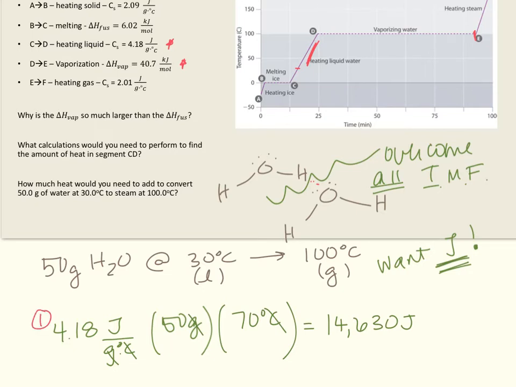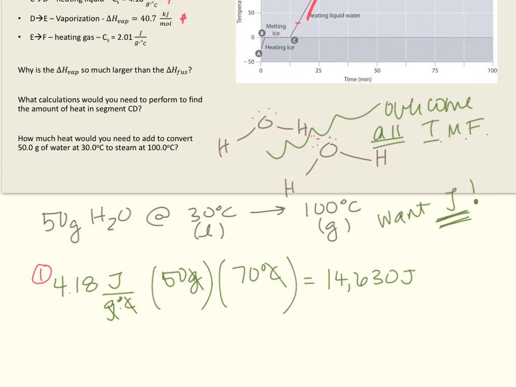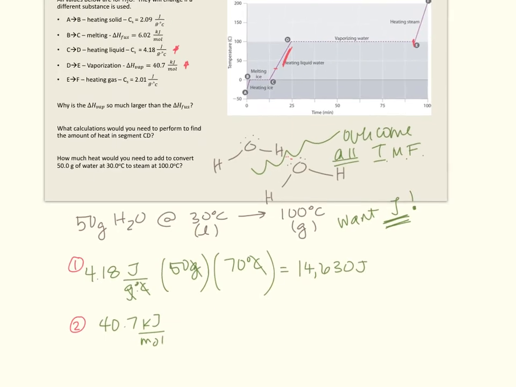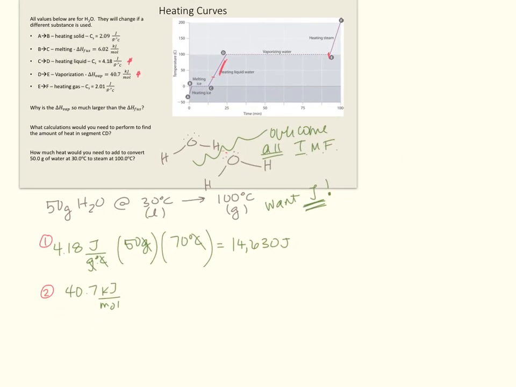And then for the second calculation, I am going to use 40.7 kilojoules per mole. Again, if I want joules, I'm going to have to get rid of this moles here. And I've got 50 grams of water, and there's 18 grams per mole. And so that's 2.78 moles of H2O.